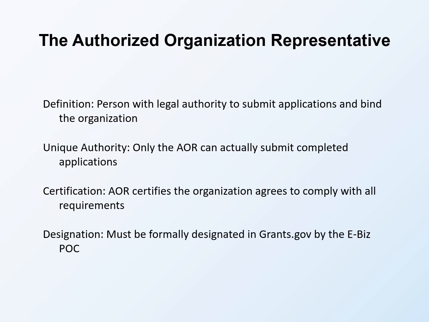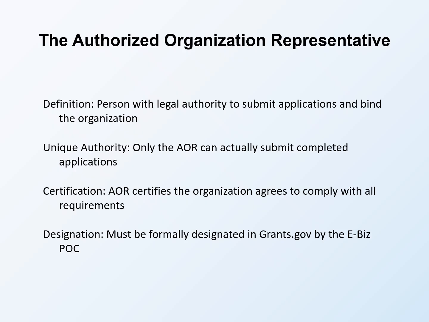The Authorized Organization Representative, or AOR, plays the critical role in federal grant submission. Understanding this role helps you ensure your organization can submit when needed. The definition of an AOR is the person with legal authority to submit grant applications and bind the organization to the commitments contained in those applications. This is typically someone in organizational leadership, such as an executive director, vice president for research, or grants administrator with delegated authority. The AOR role carries significant responsibility.